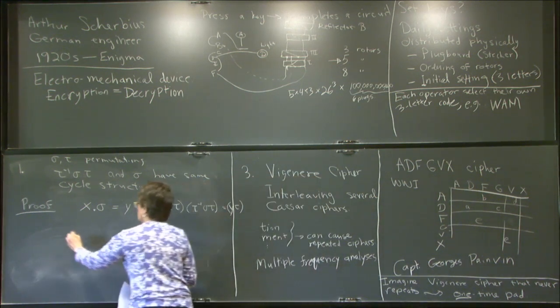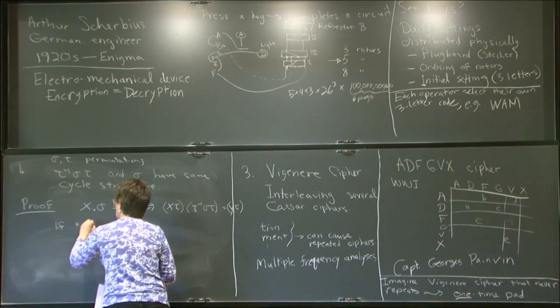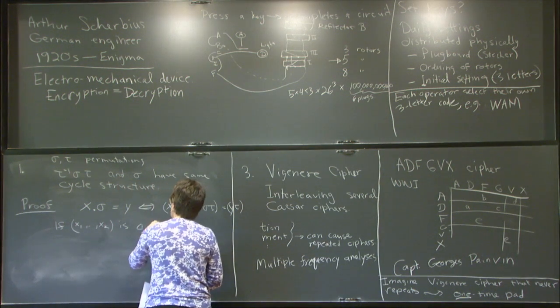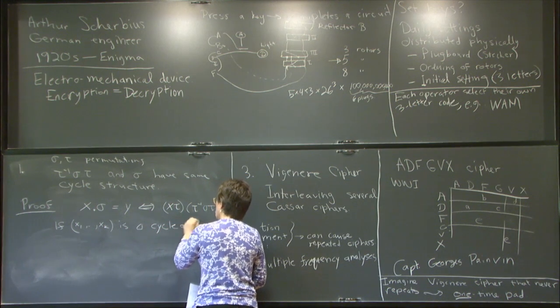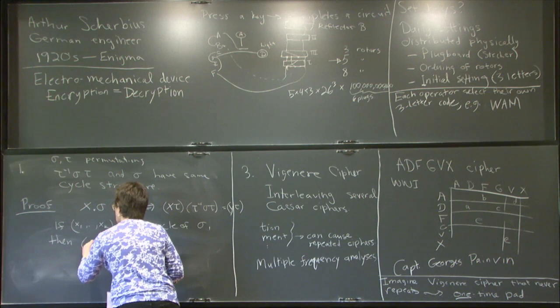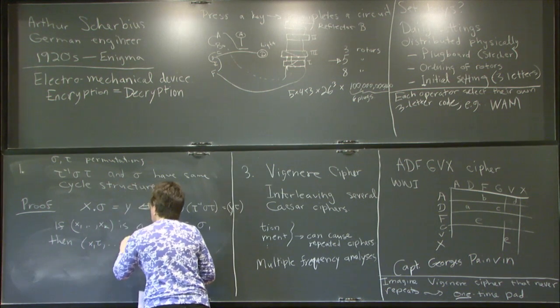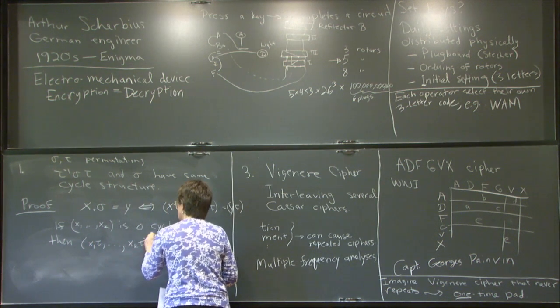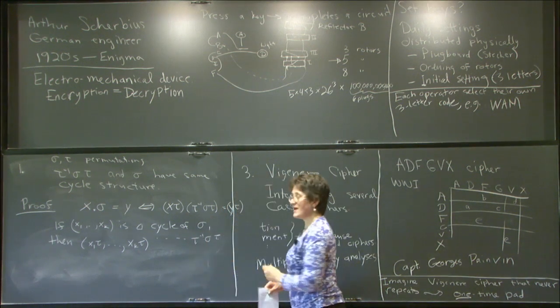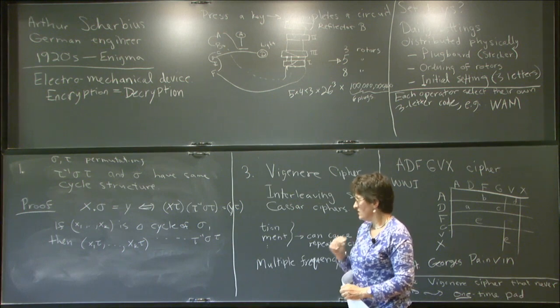So like if x1 through xk is a cycle of sigma, then apply tau across the board. x1 tau through xk tau is a cycle of tau inverse sigma tau. Okay, so that's why they have the same cycle structure, right?